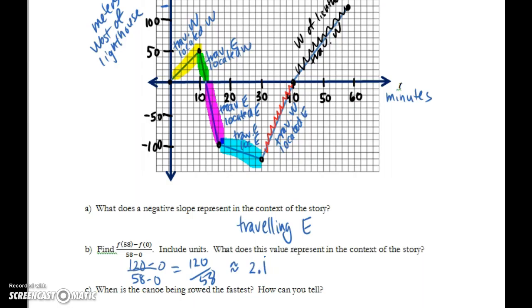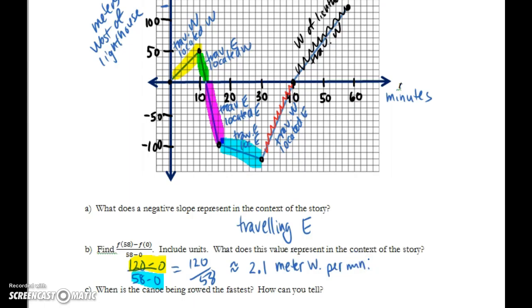Now let's think about the units. The numerators here in yellow measure y values, and the y value, according to our y-axis, is the meters west of the lighthouse, and the denominator here measures x values, which according to our graph are minutes. So the numerator is meters and the denominator is minutes, so when we divide the two, we get meters per minute, and specifically meters west per minute.